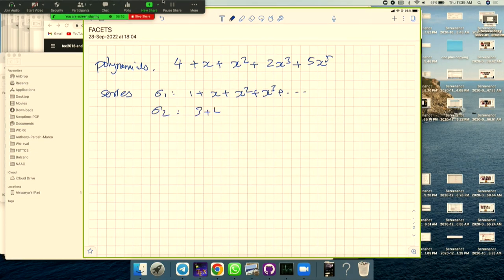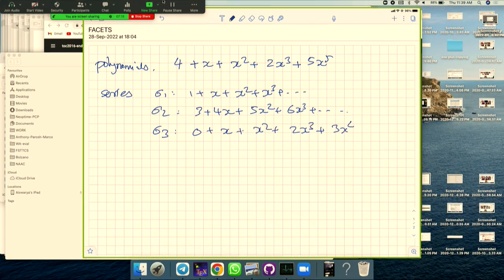Another series. What is the coefficient of x power i here? 3, i plus 3, okay? And another series. So what is the coefficient of x power i here? So coefficient of x power 8 is 21. So it's going in the Fibonacci series, like 0, 1, 1, 2, 3, 5, etc.